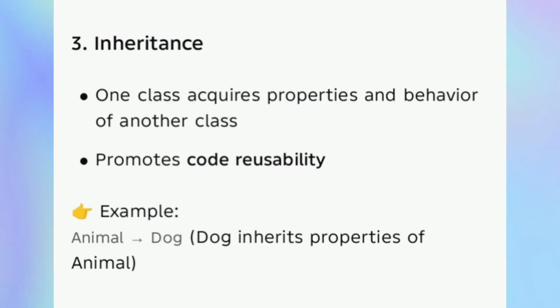Third one, inheritance. One class acquires the properties and behavior of another class. It promotes code reusability. The animal and dog is an example. Dog inherits the properties of the animal.